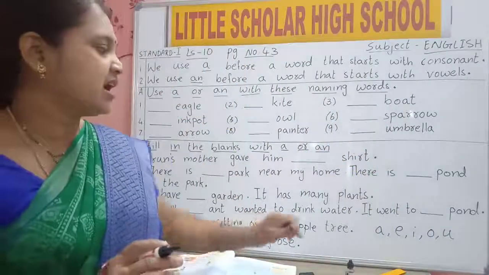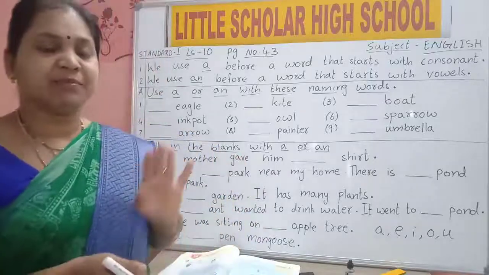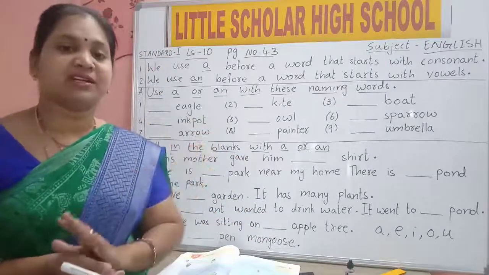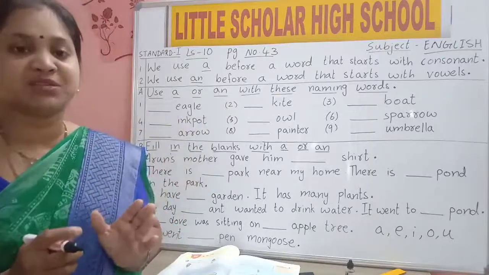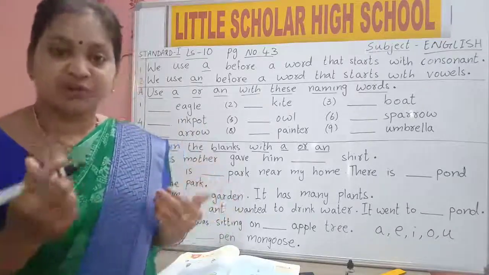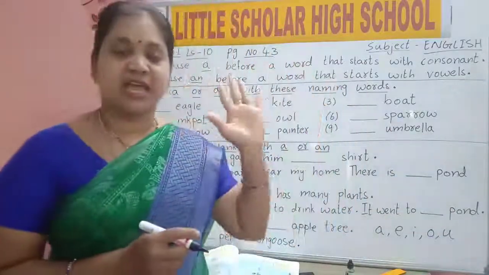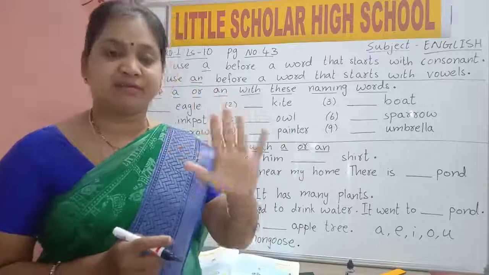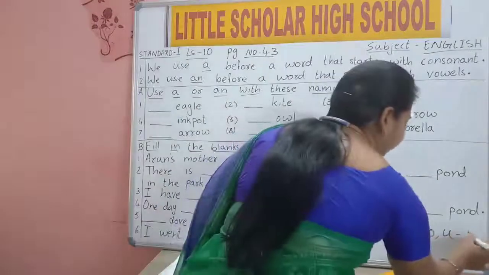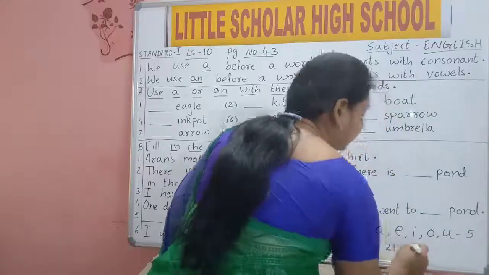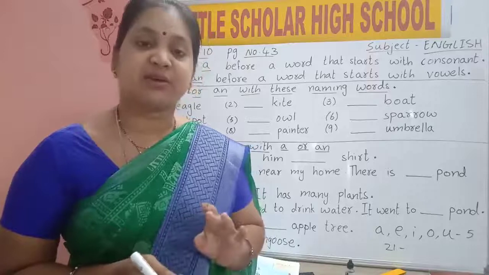Leaving these 5 vowels, in the alphabet, in the ABCD alphabets, how many letters do we have? We have 26 alphabets. Out of the 26, A, E, I, O, U, 5 are vowels, and the remaining 21 letters are known as consonants.